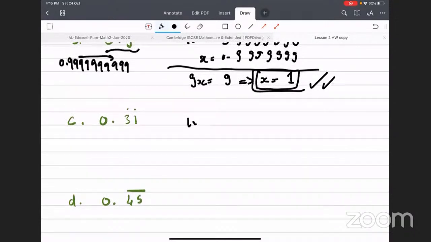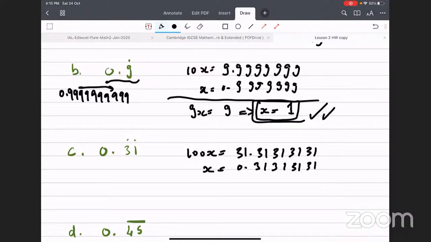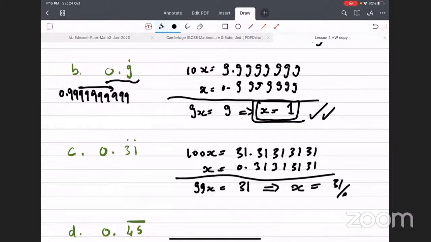0.31 recurring, we would say that 100x. Did you get the 0.9 bar? Did you get the answer? Okay. 0.31 bar would be 31.31313131. Then x would be 0.31313131. You would subtract, 99x would be 31. So x is 31 over 99. You can always check your answer from your calculator.